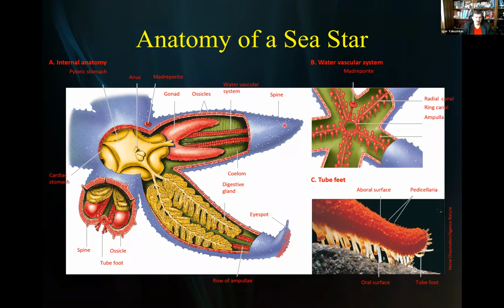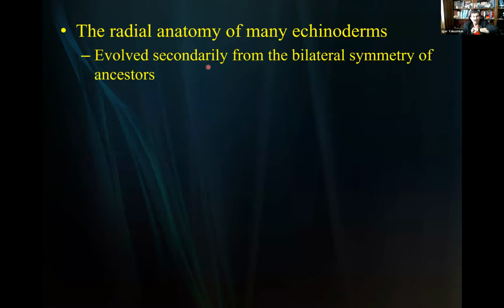Make sure you understand how the water vascular system works, and let's move into different groups. So evolved secondary, again, the larva is bilateral, and then whenever it settles down, it will go into a five-array symmetry. Okay.